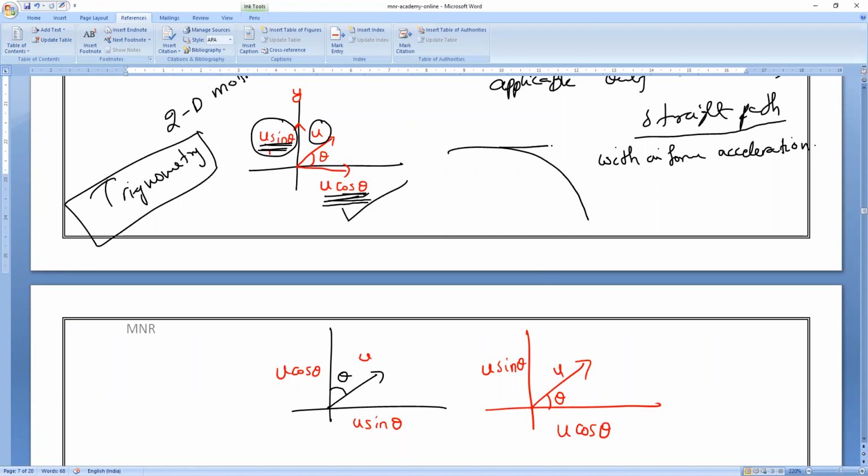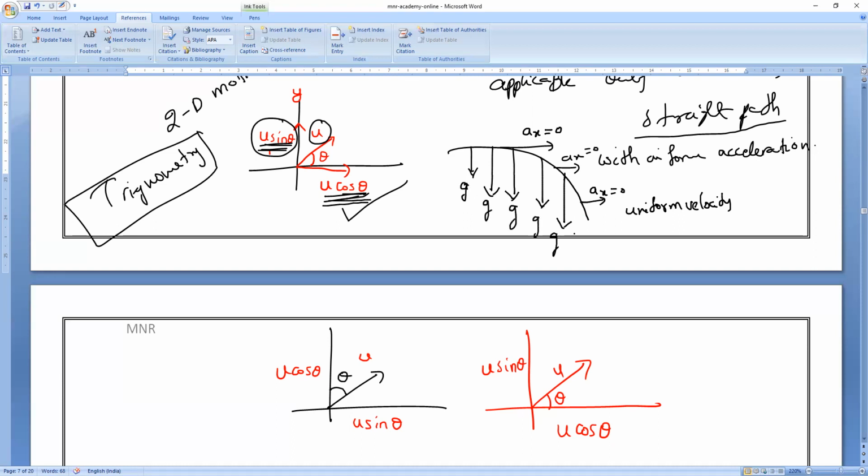We all know that if the body is in projectile motion, as I already taught you, the acceleration in the x component at every point is zero, because the body moves with uniform, constant velocity. The only thing the body has is vertical acceleration, because of the influence of gravity. You should remember that.